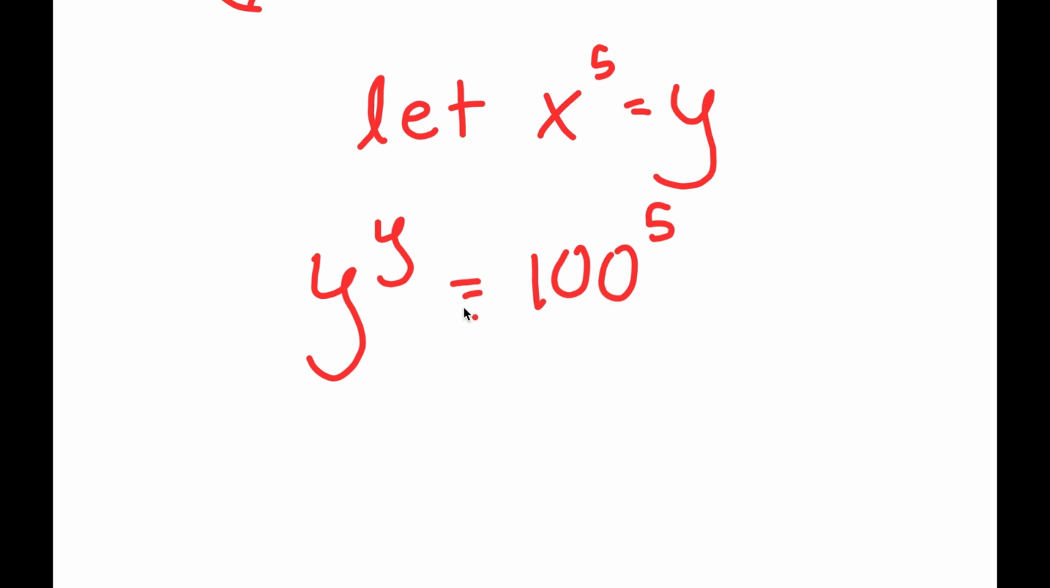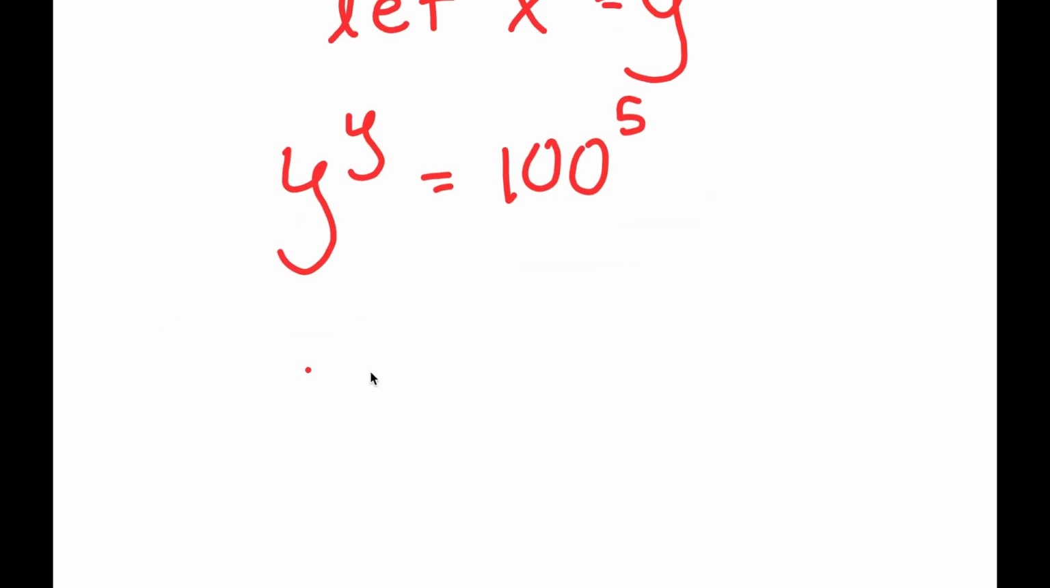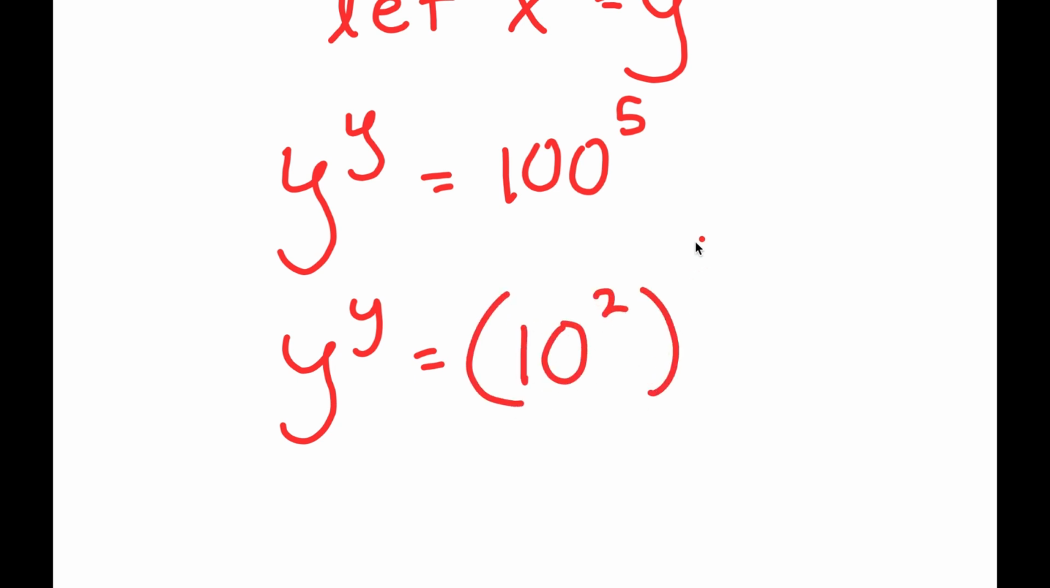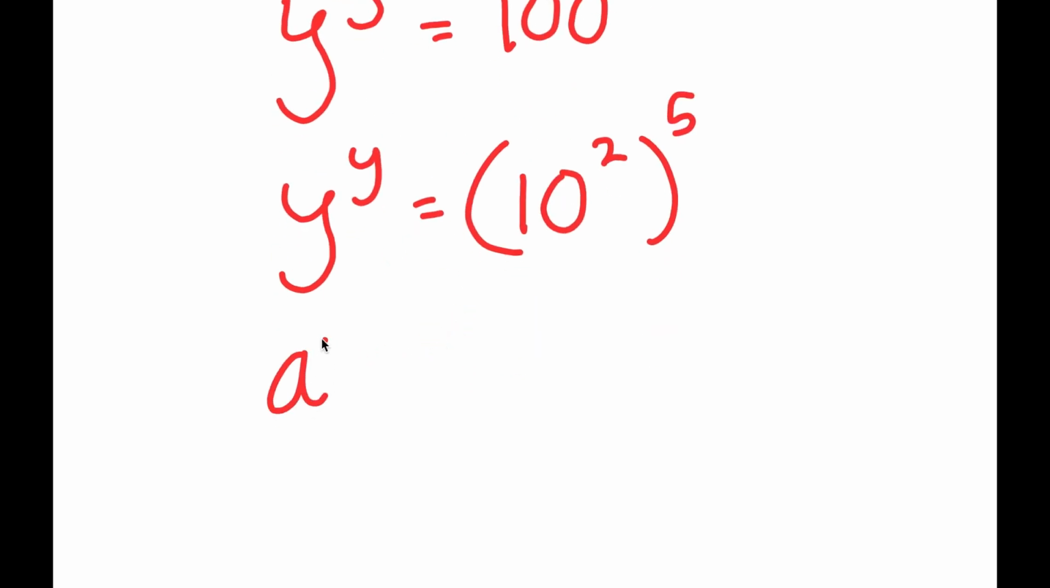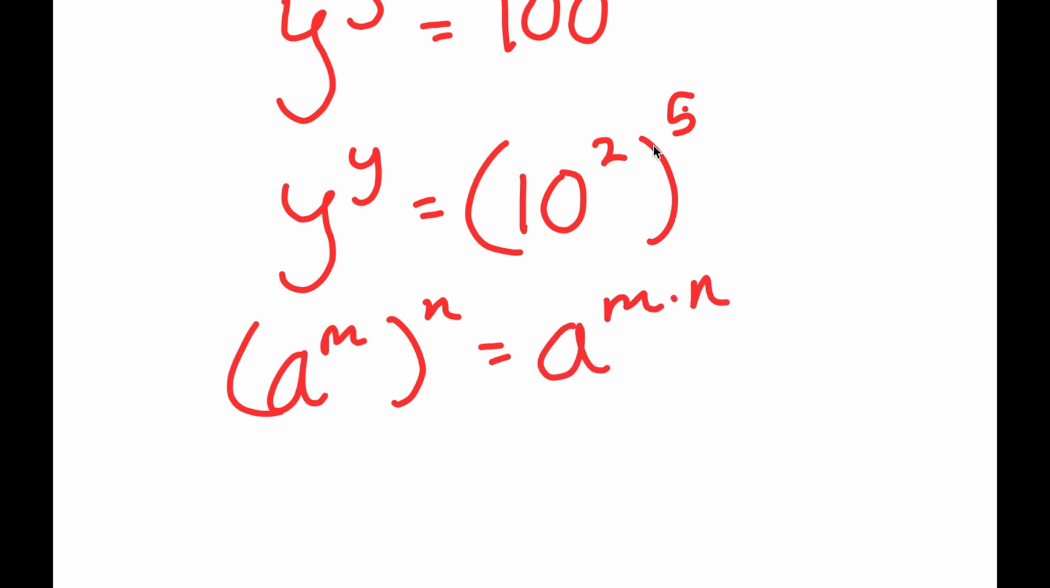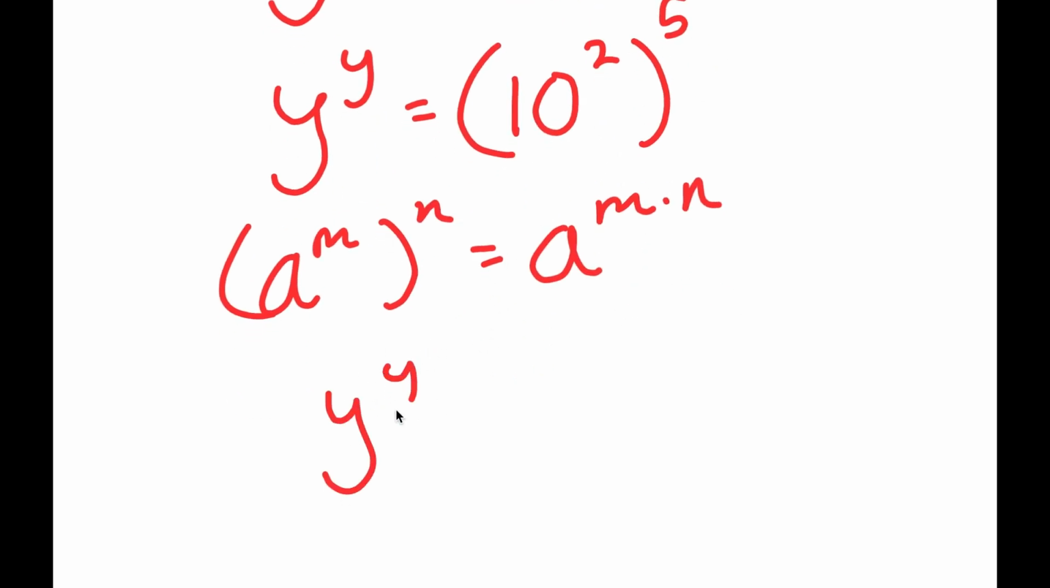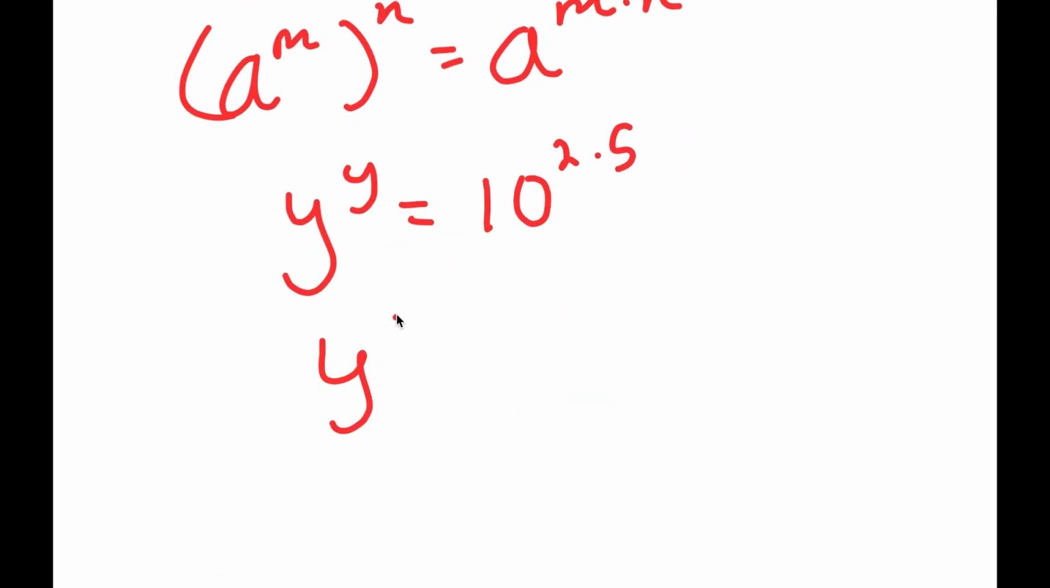Now, 100 is the same thing as 10 to the power of 2. So I get y to the power of y is equal to 10 to the power of 2 to the power of 5. And remember, if I have something in the form a to the power of m to the power of n, this is equal to a to the power of m times n. So 10 to the power of 2 to the power of 5 is going to equal 10 to the power of 2 times 5, which is equal to 10 to the power of 10.